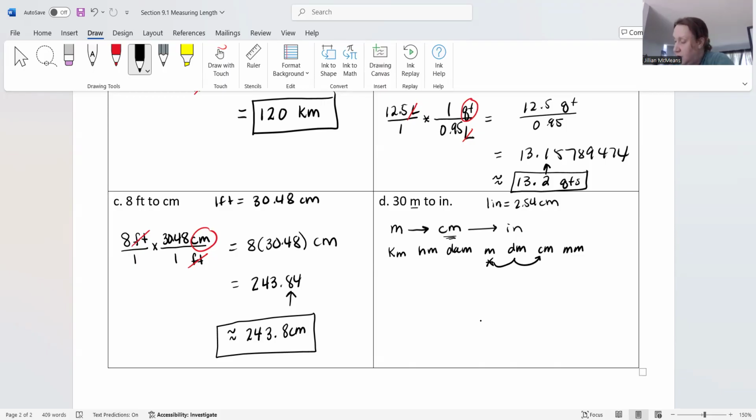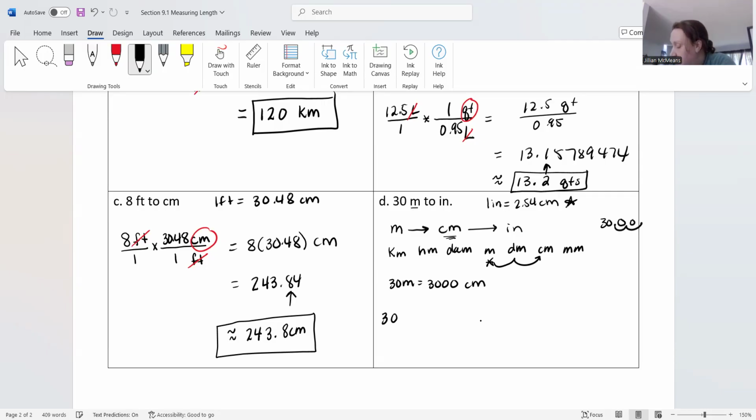So that's going to give me, let's do this off to the side. We have 30 meters, but I need to move my decimal twice, which really gives me 3,000 centimeters. So 30 meters equals 3,000 centimeters. And now we can convert using this conversion right here. We can now convert to inches.